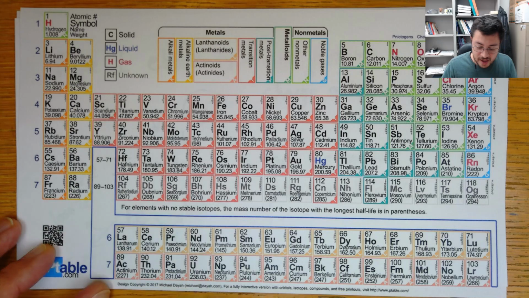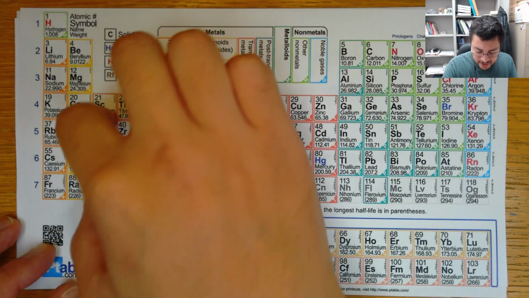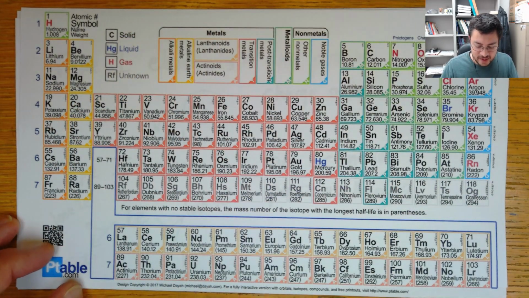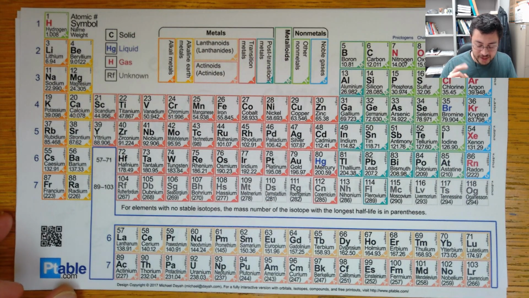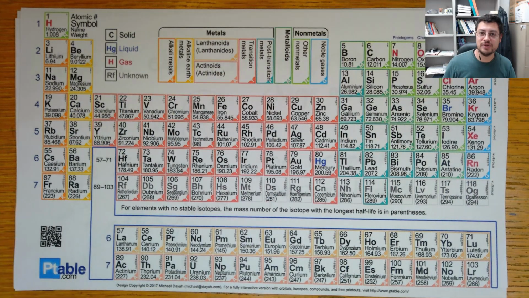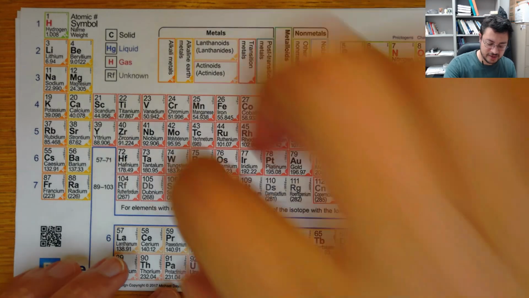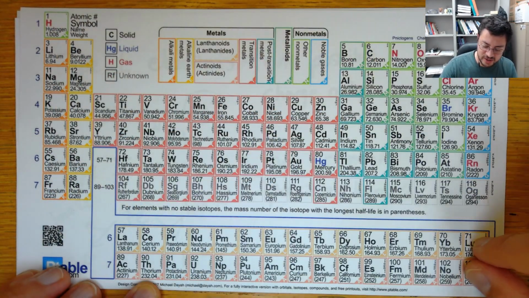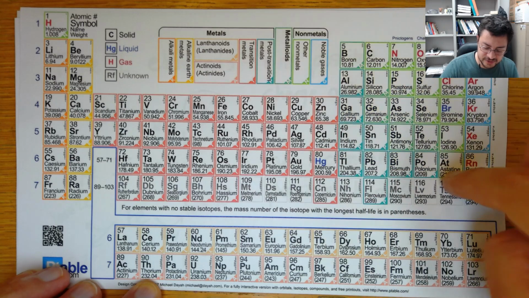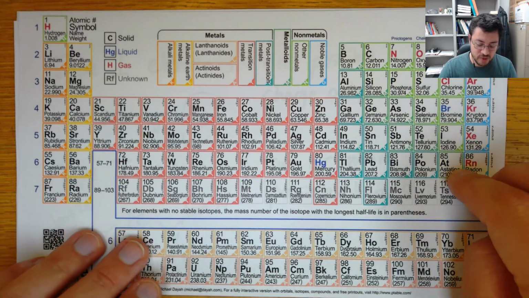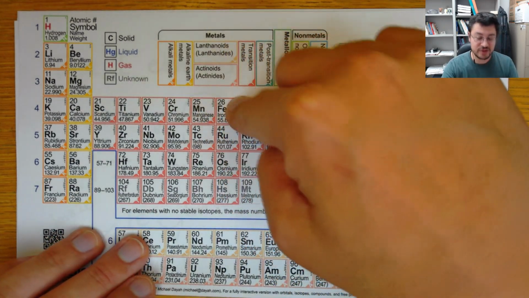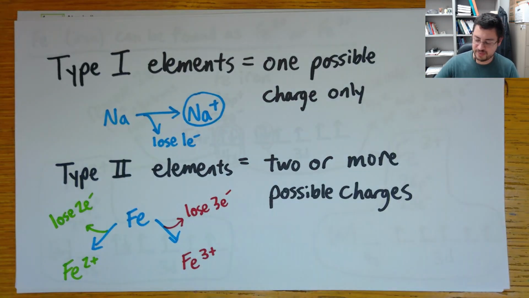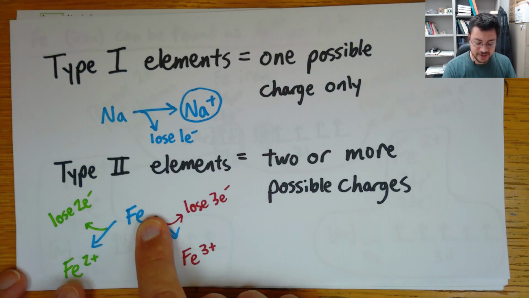All right, but most of the metals on the periodic table can have more than one possible charge. So we'll be talking a lot about these transition elements in the D block, F block as well, and even some of the P block metals. They have more than one possible charge. Here's iron, the one we were talking about earlier, 2+ or 3+. So something like iron, it's a type 2 element.